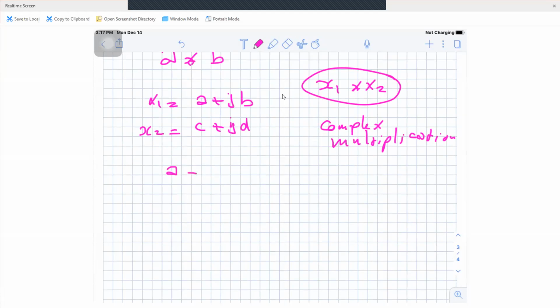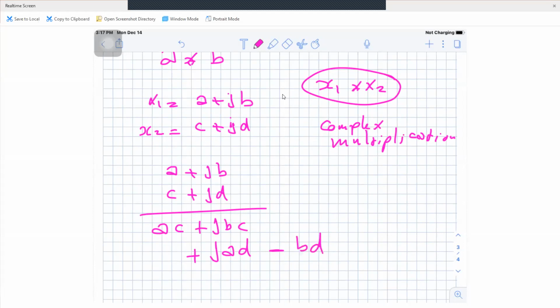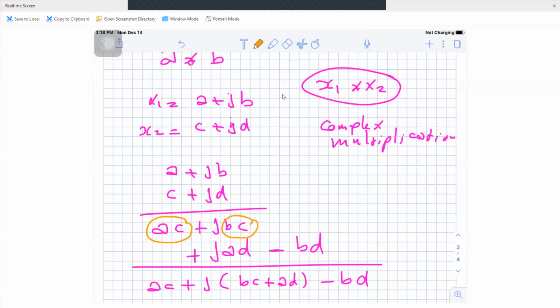Here we have A plus jB multiplied by C plus jD. A by C plus jBC plus jAD minus BD. So it will be AC minus BD plus j multiplied by BC plus AD. Now the important point here, how many multiplications do we have? AC is the first multiplication, BC second, AD third, and BD is the fourth.